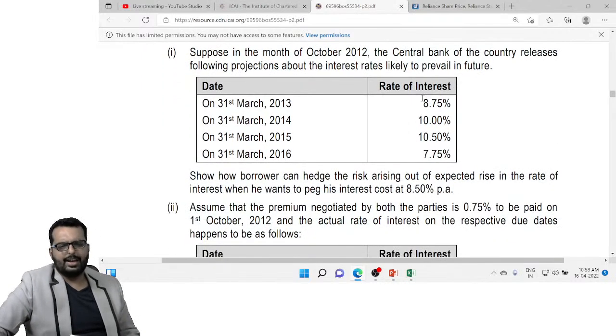And then once you take a cap, if it becomes 8.75, you end up paying only how much? You end up paying only 8%. If it goes up to 10, you end up paying 8. If it goes up to 10.5, you end up paying 8. If it comes down to 7.75, you end up paying only 7.75.